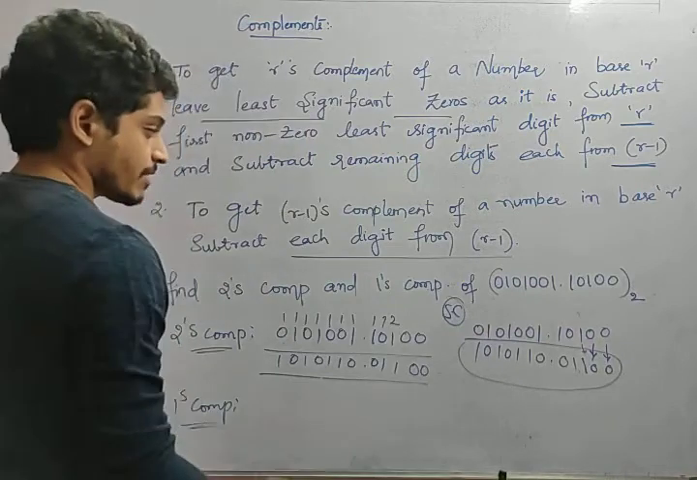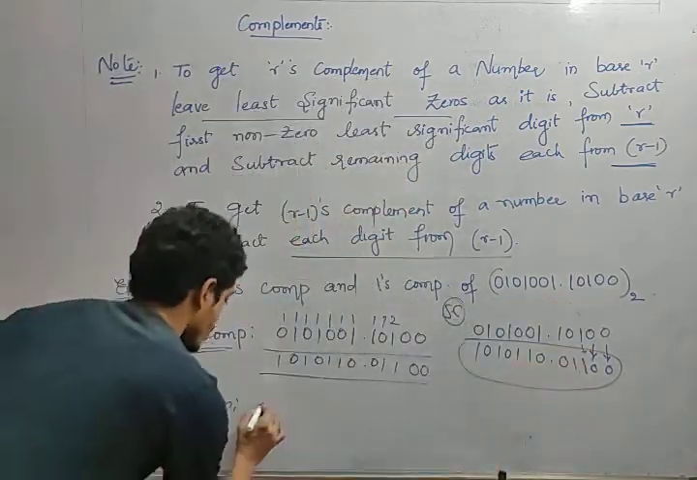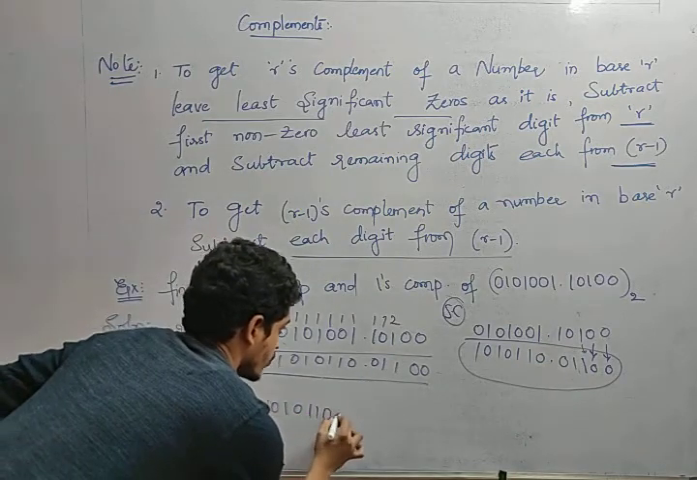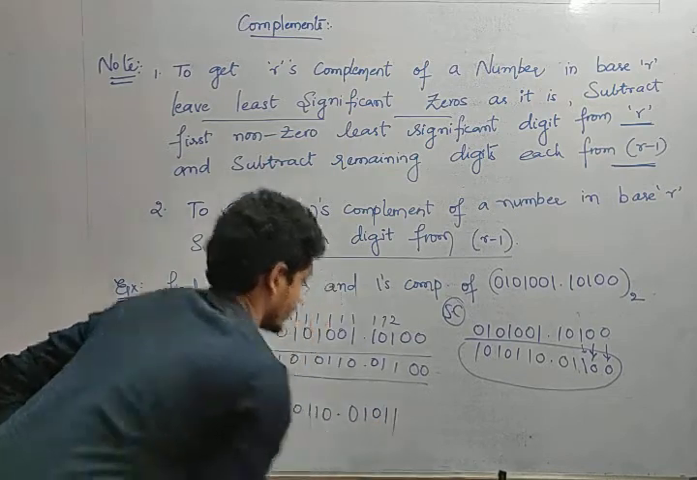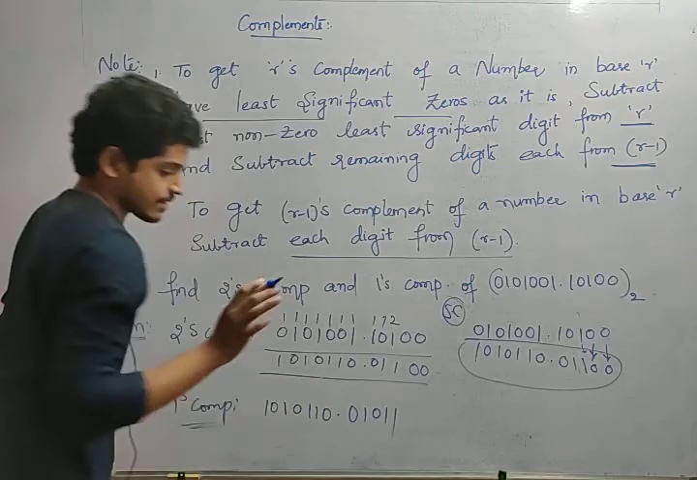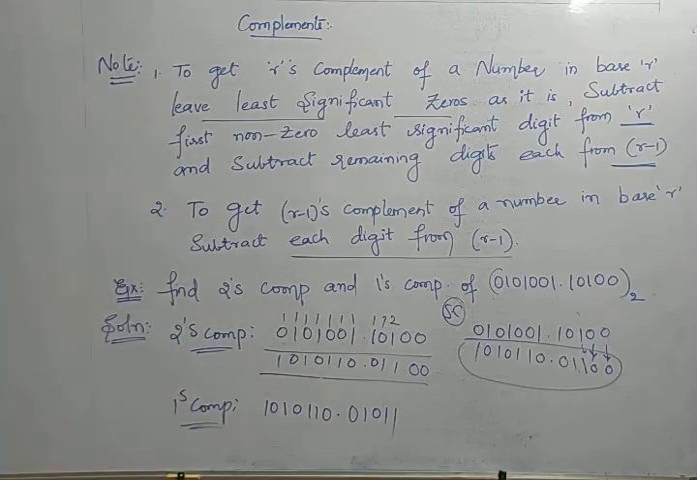That means the ones complement of 01010.10100 is 10101.01011. That's all. Invert every digit. If it is 0, take it as 1. If it is 1, take it as 0. That is nothing but ones complement. Hope you understand. Take these two shortcuts.